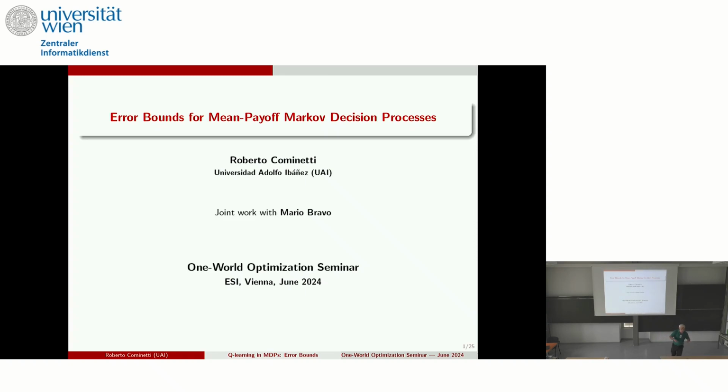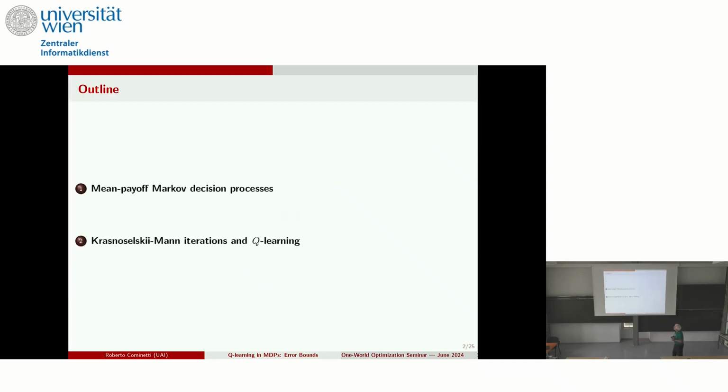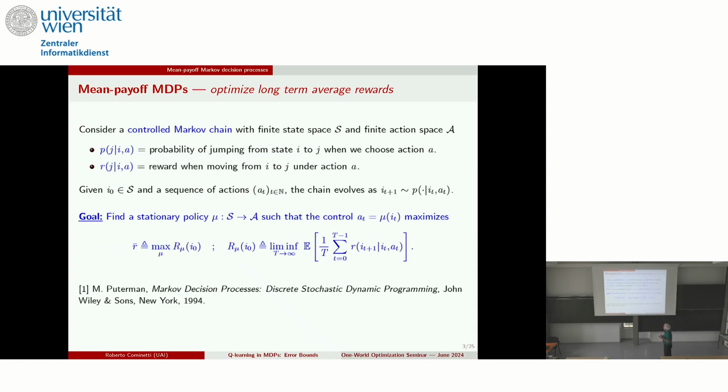So I will study an algorithm which was proposed years back by Abounadi, Bertsekas, and Borkar. And I will propose a methodology to come up with precise bounds on the error that you achieve after n stages of running your algorithm. So it's finite-time error bounds. So let's start. So as I said, two parts, mean-payoff Markov decision processes, very short.